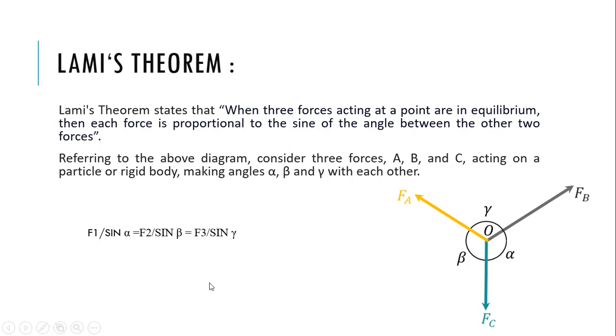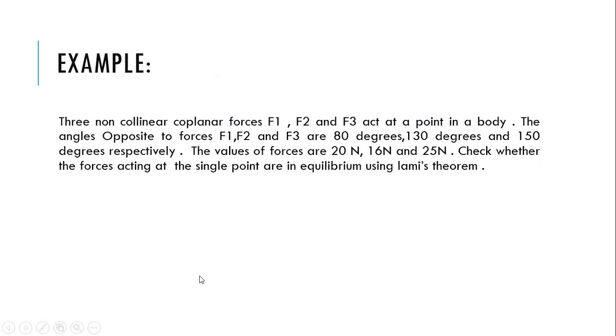So how do we derive the equation? F1 by sine alpha is equal to F2 by sine beta is equal to F3 by sine gamma. From the statement, it is given that all three forces are proportional to the sine of the angle between the other two. In that way, the equation has been formed. Now we are going to test this equation with the help of a simple numerical problem.